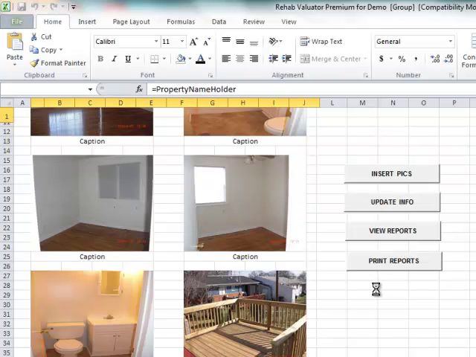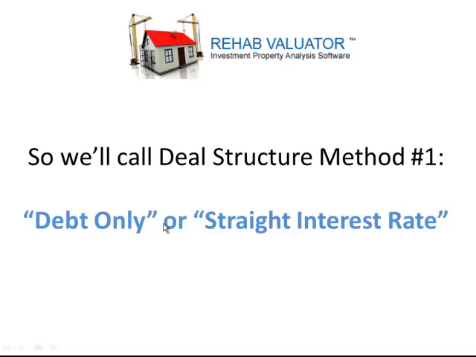So this is the very simplest way, the most common way to structure a private money deal, where you pay your private lender just a set interest rate on their money. So we'll call this deal structure method number 1, debt only, or I just like to call it straight interest rate. You're simply getting into a debt arrangement with your private lender. You're borrowing money from them, promising to repay it at a certain interest rate after a certain period of time.